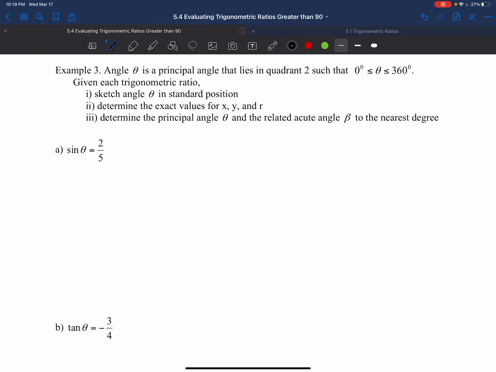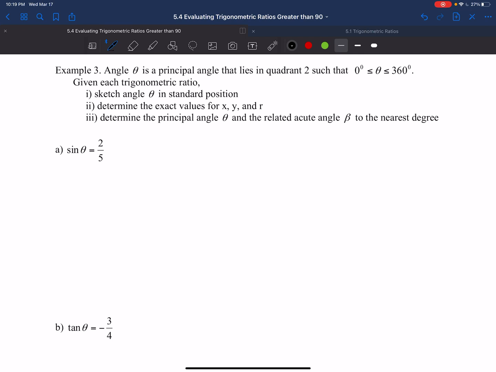All right, so we're back with the second part of this lesson. We have another example here where the principal angle is in quadrant 2, so it tells us that it's in quadrant 2, and sometimes it may not. So we're going to sketch the angle. We're going to determine x, y, and r, and then find out what the angle is.